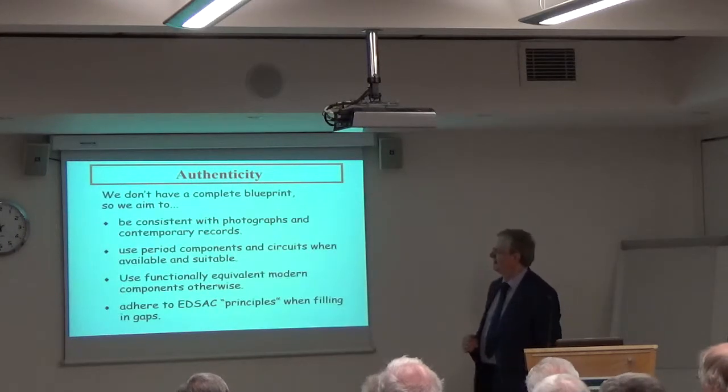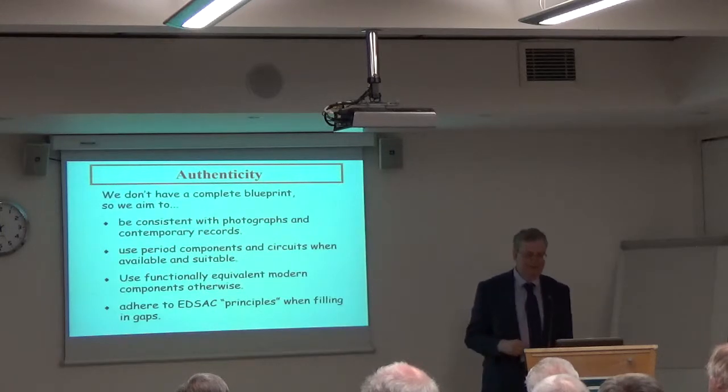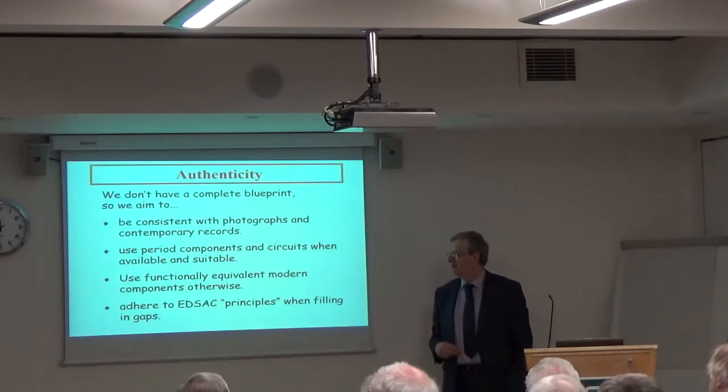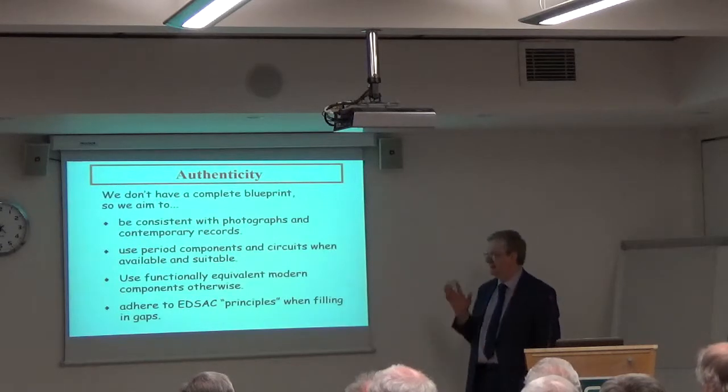Where we couldn't find period components, we'd use functionally equivalent modern components otherwise. And to cut to the chase, essentially all the passive components, capacitors and resistors, we use modern ones. People gave us boxes of lovely old tatty resistors and capacitors, and you just find they've drifted away from their nominal values, and so they're not very useful. And from our point of view, provided it is a 10 ohm resistor where the circuit diagram said 10 ohms, then we think that's good enough, even if physically it looks quite different. And it does have an impact on the visual appearance of the machines.